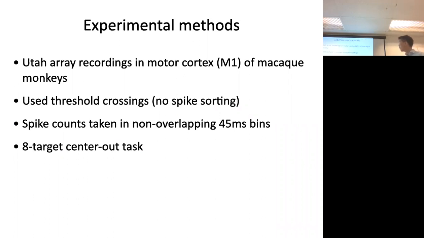Okay, a few experimental methods here. Our experiments used Utah array recordings. These are arrays of electrodes with a 10 by 10 electrode arrangement in primary motor cortex of macaque monkeys. We used threshold crossings, so no spike sorting. Spike counts were taken in non-overlapping 45 millisecond bins. And the animal did an 8-target center-out task, to move the cursor from the center to each of 8 possible targets presented on the screen.